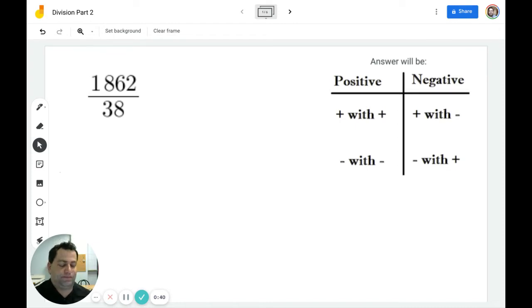Let's try an example. Number 1 is 1,862 divided by 38. Well, an absence of a sign means that both of those integers are positive. A positive divided by a positive is a positive.